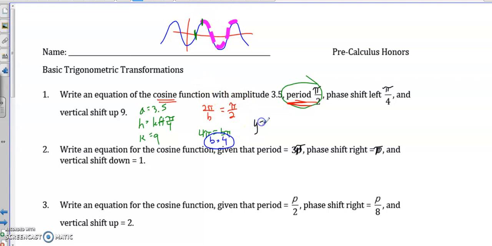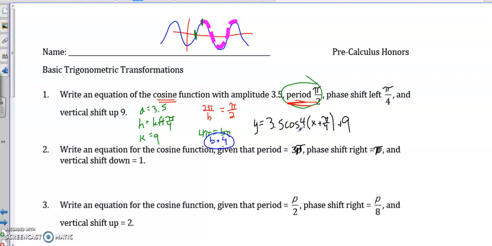So I know my function y equals, or f of x equals, my amplitude, my frequency, my shift left pi over 4, and my shift up 9. So amplitude of 3.5, frequency of 4, shift left pi over 4 units, the phase shift, and then a vertical shift up 9. So that would be where the midline of this graph is.